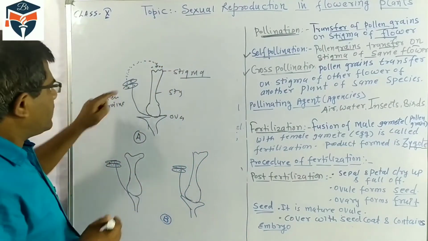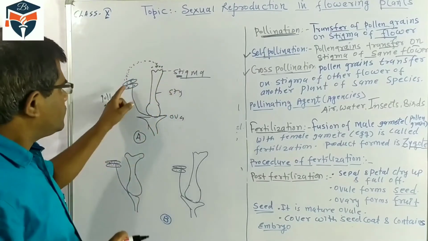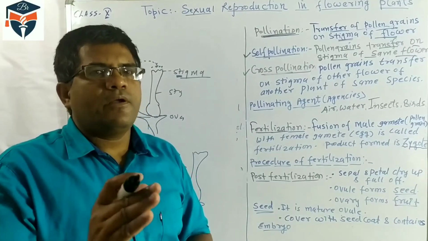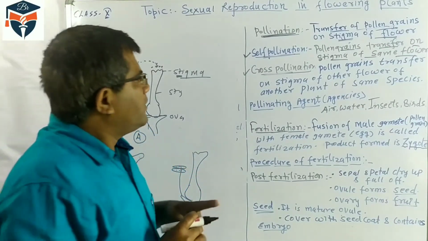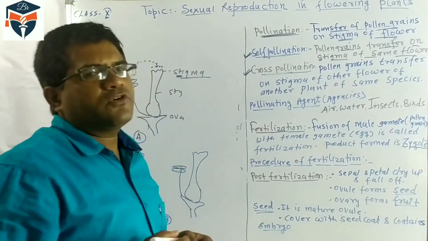Suppose these are the pollen grains and they are transferring on the stigma of the flower. So this simple process is called pollination: transfer of pollen grain on the stigma. There are two types of pollination, one is self-pollination and another is cross-pollination.